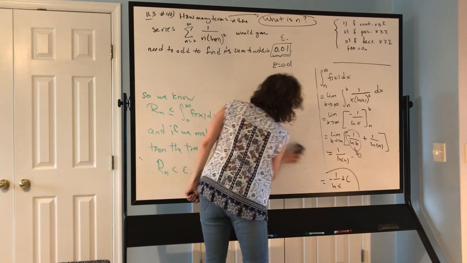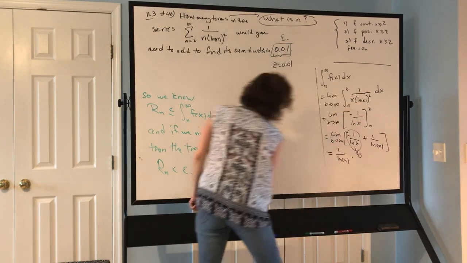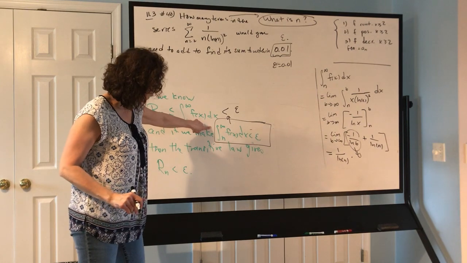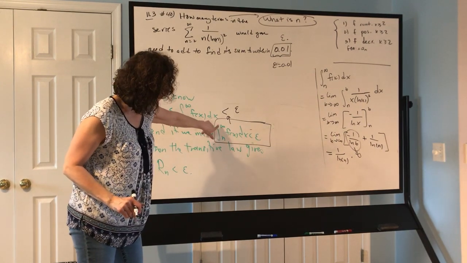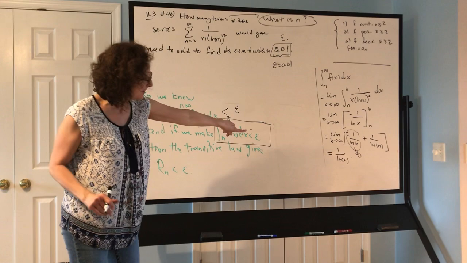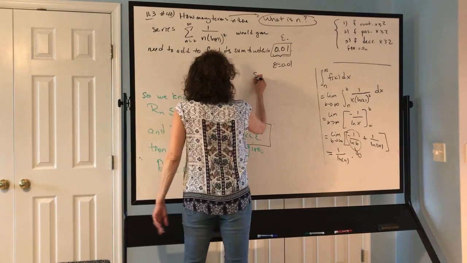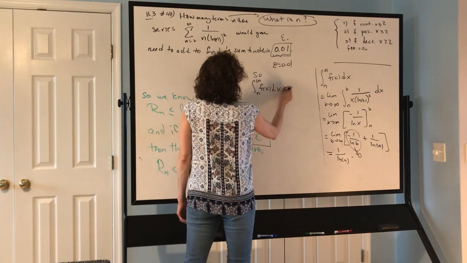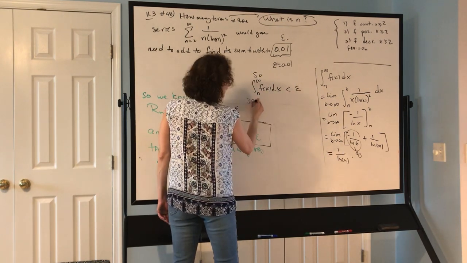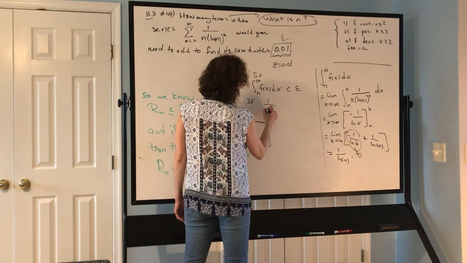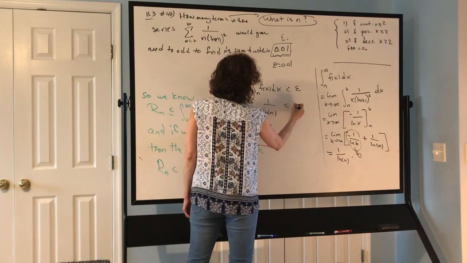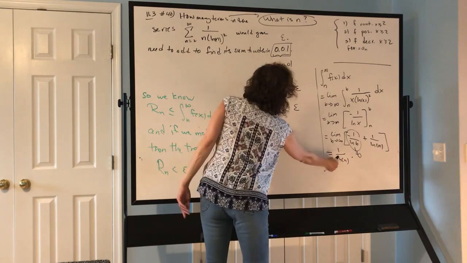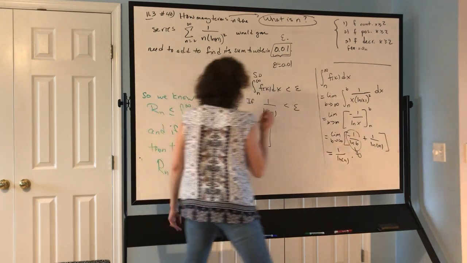Why did we do that? Well, it's because we wanted to force this to be true, right? We want the integral from n to infinity of f of x dx to be less than epsilon. So the integral from n to infinity of our f of x dx is less than epsilon if what is true? 1 over the natural log of n is less than epsilon, right? Because 1 over natural log of n is what we just found that to be, yeah?